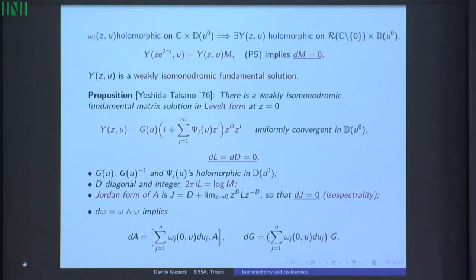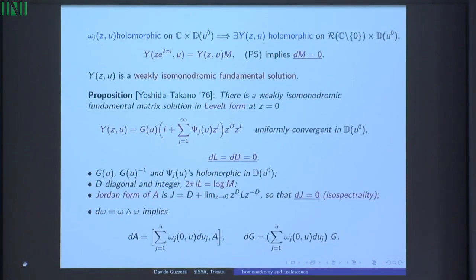So there is a quite old characterization of this kind of solutions. You can always choose solutions which are in Levelt form. Namely, there is some invertible matrix here, a convergent Taylor series with holomorphic coefficients, and then there is this logarithmic part, z to the D, where D is a matrix of integers, and z to the L, where L is another matrix, which is the log of the monodromy.